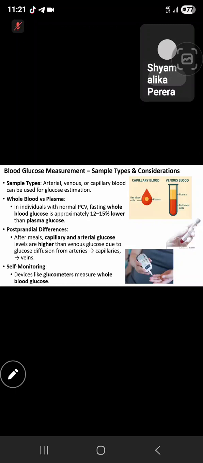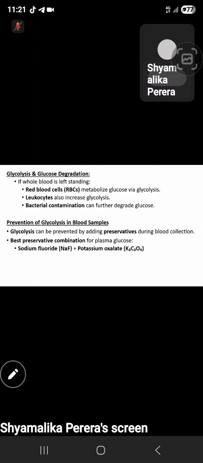Not only that, over a long period of time, the process of glycolysis starts and utilizes glucose. That means your whole blood sample's glucose level goes down, and leukocytes also increase glycolysis. Not only that, if the sample is contaminated with bacteria, it will further degrade the blood glucose. So there should be a way of preventing these three processes.